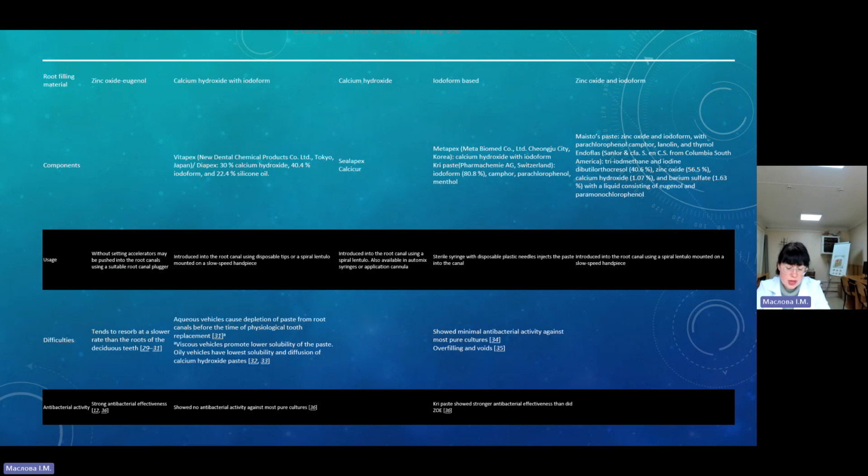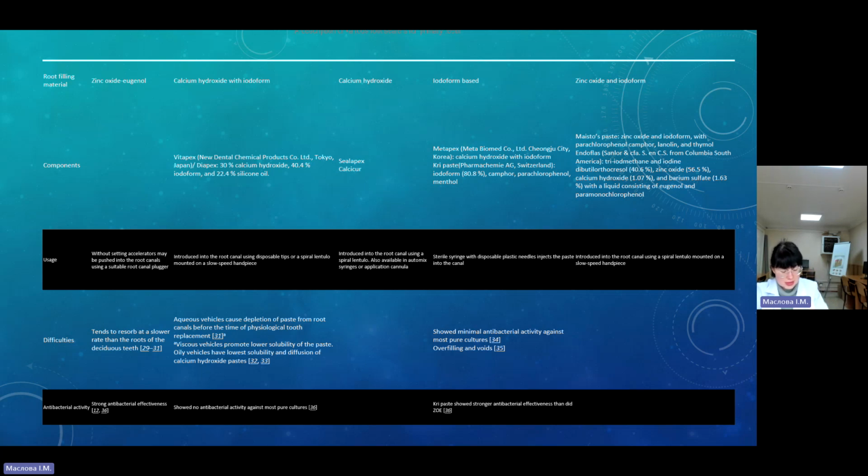This table describes various popular root canal fillers for primary teeth. According to the literature, the most adequate material appears to be a calcium hydroxide and iodoform mixture. Calcium hydroxide provides the high pH environment, higher than 10, that along with iodoform has a high bacteriostatic effect.